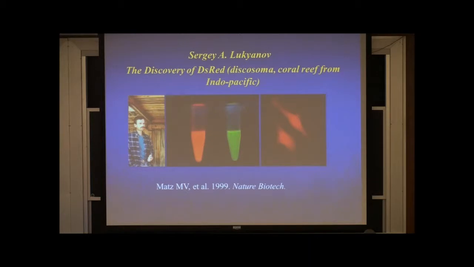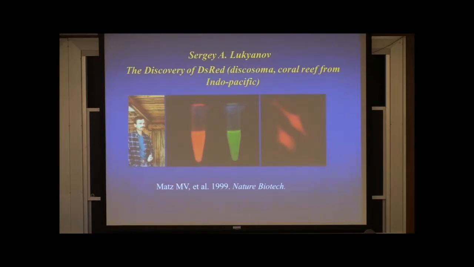So I want to introduce the fourth person, Sergei Lukyanov. He is the one who really discovered the red fluorescent protein called DS-RED, derived from Discosoma, which is a coral reef from Indo-Pacific. As you can see on the central image, this is the GFP protein purified. On the left side is the DS-RED. So the color is quite different.